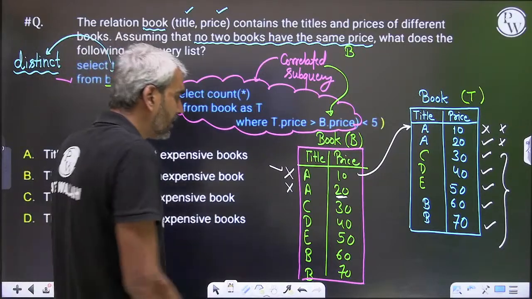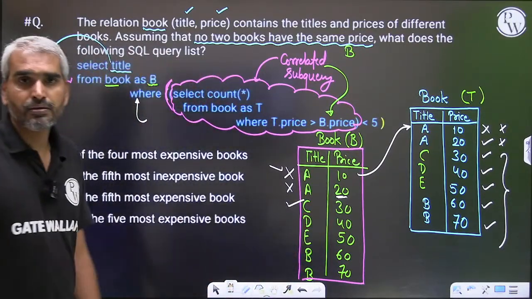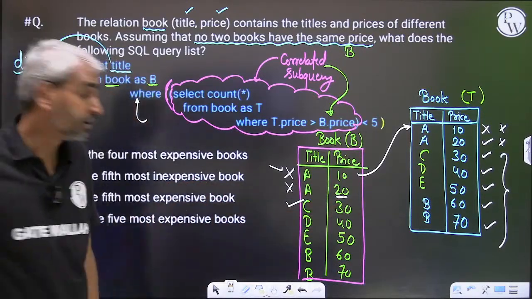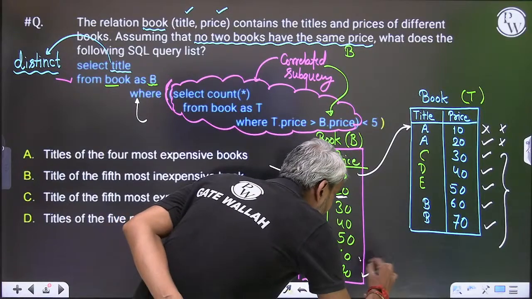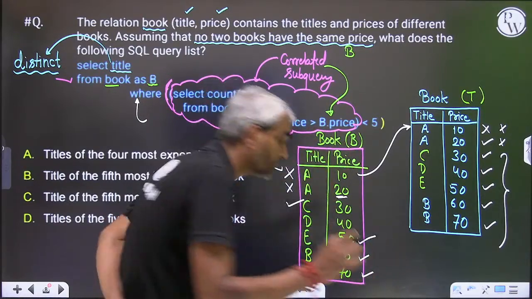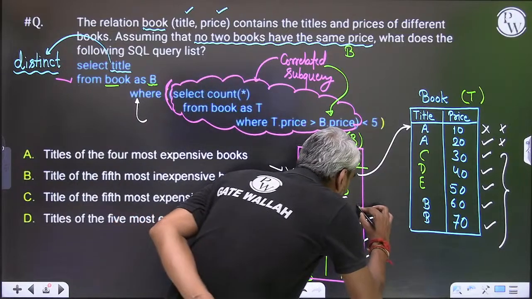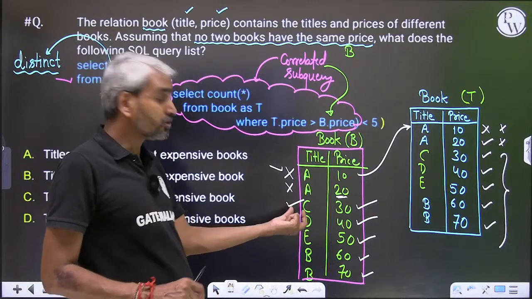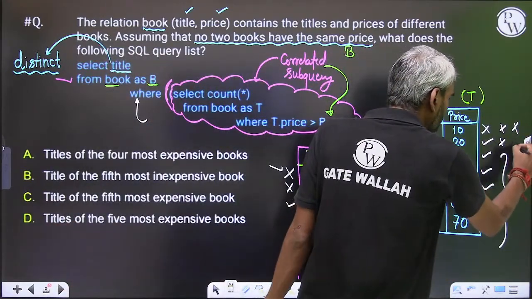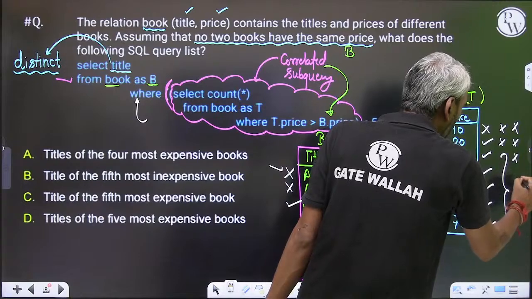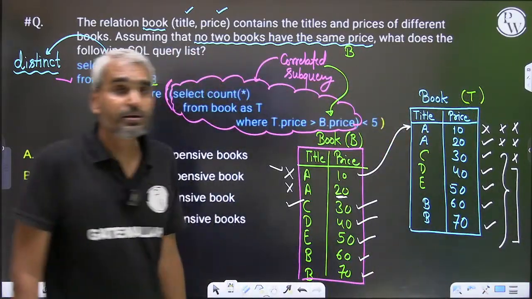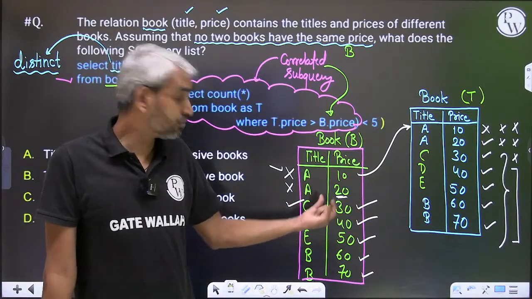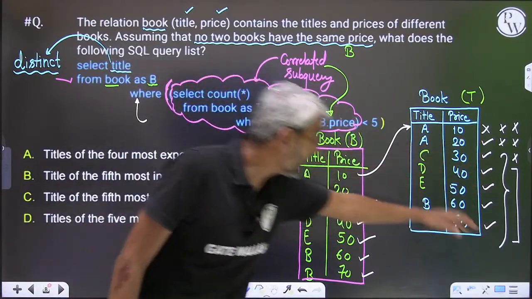The idea is, the moment you go for book C, you know that this is the 5th most expensive book. This is the first most expensive book, this is the second, the third, the fourth, and this is the 5th most expensive book. The moment you go to the tuple corresponding to book C, there will be only 4 tuples in which the prices are more than the price of the book with title C. Therefore, this time the count will return only 4.